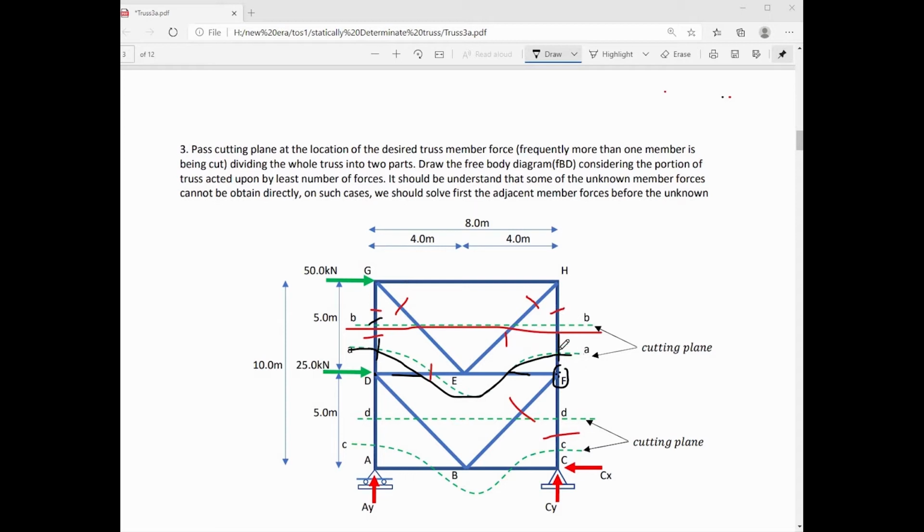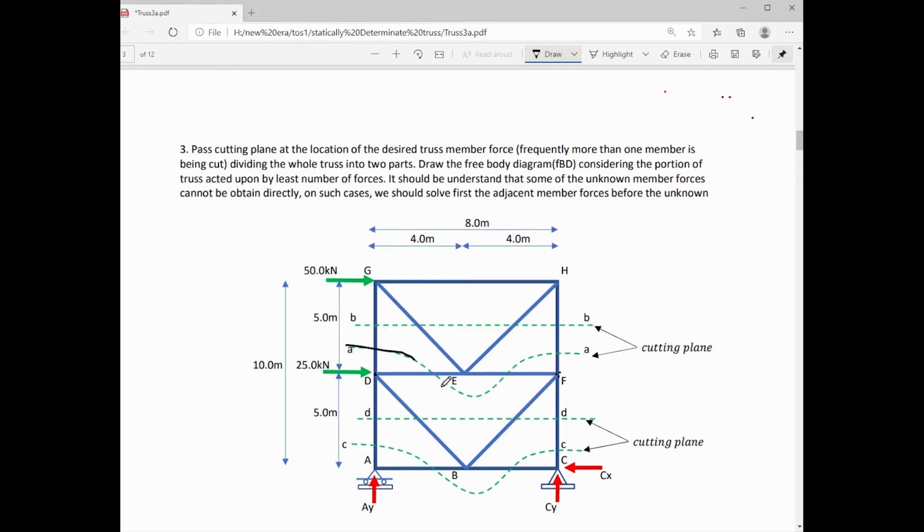So after solving for member force HF, we can pass this cutting plane. We can use the free body diagram above this cutting plane. Then we can observe that we have 3 remaining unknown member forces, that is HE, GE, and DG. Therefore, using 3 equations of static equilibrium, summation of forces along X is equal to 0, summation of forces along Y is equal to 0, and summation moment, we can solve for those member forces.